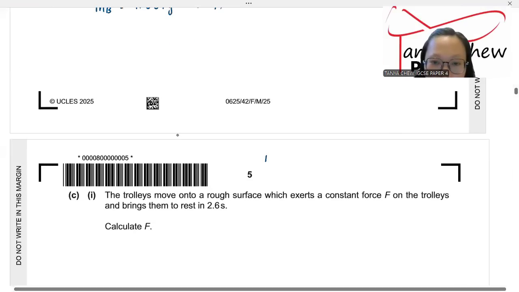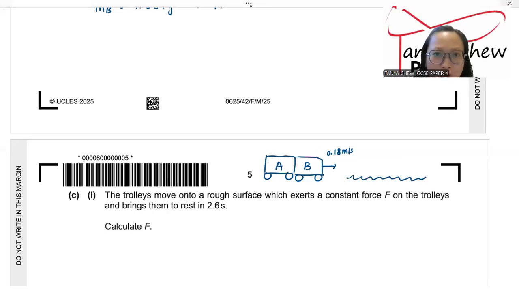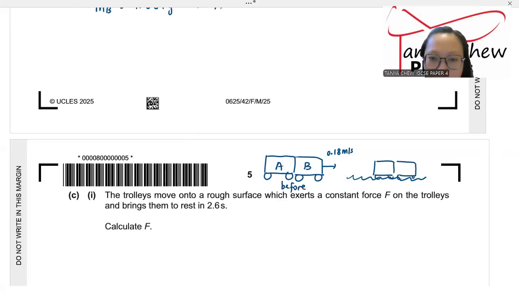So these are the two trolleys. I'm not good at drawing, I hope you can forgive me. This is trolley A. This is trolley B. And they are moving with 0.18 meter per second. And this is a very rough surface, right? Not river, not water, just rough surface. And it brings the trolleys to rest. So this is before, and this is after, not final, after. So for A and B, V is equal to 0 because, on the rough surface, they are brought to rest.